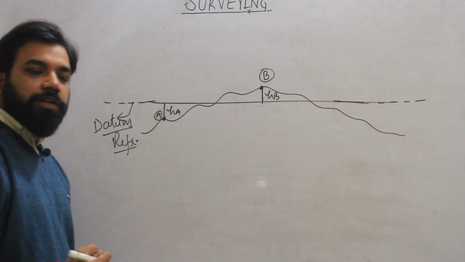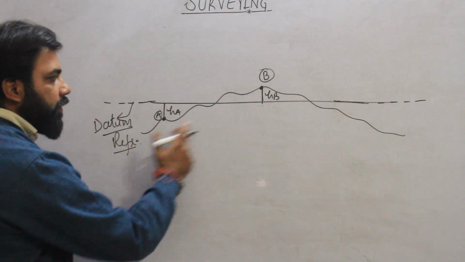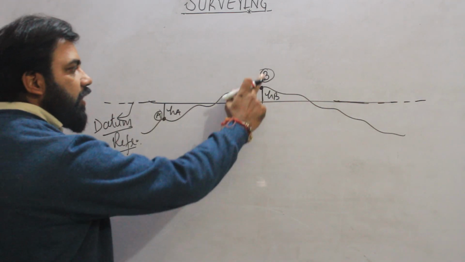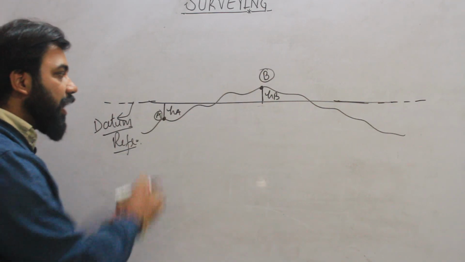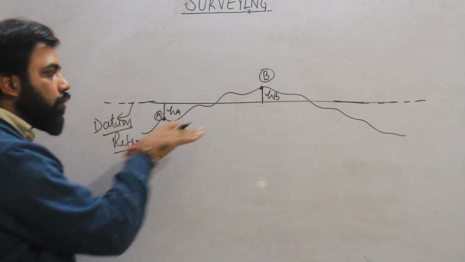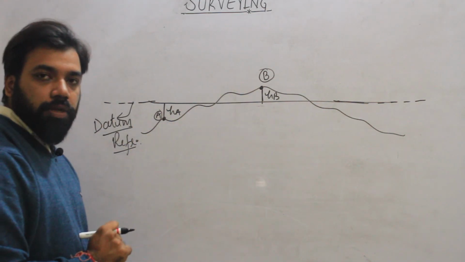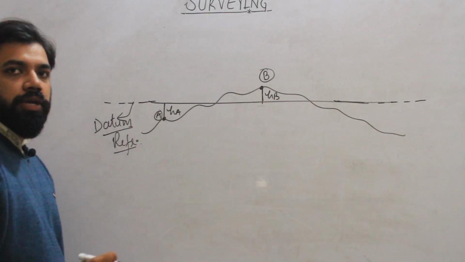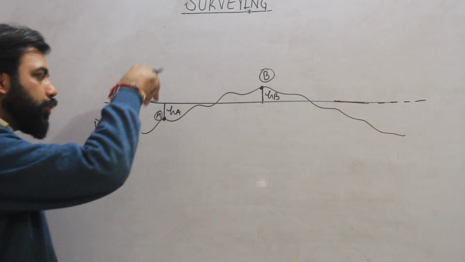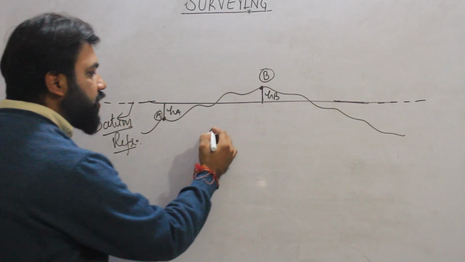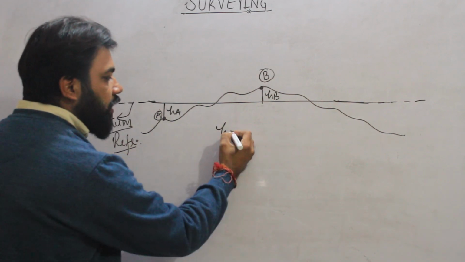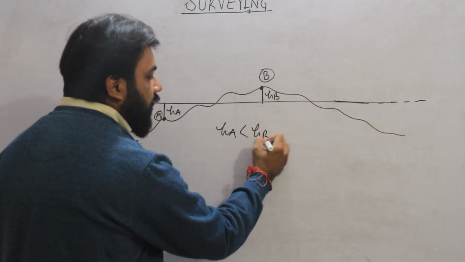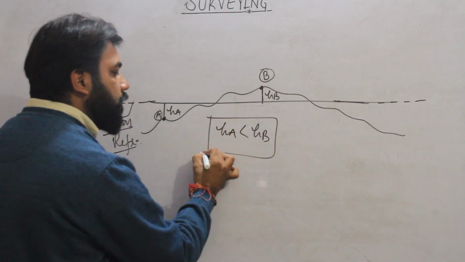So what will be the result? As you can see from here, HA is smaller than HB, or you can say HA is below HB, or the position of point B is higher than the position of point A. So what relation will we establish? That HA will be less than HB.